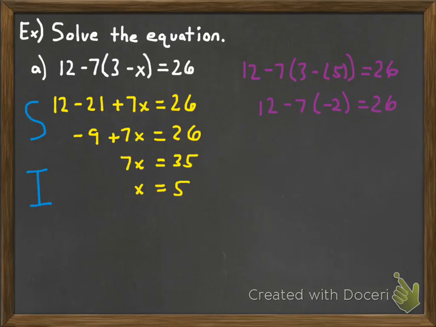And then we have multiplication to take care of before we do any subtraction. Negative 7 times negative 2 is positive 14, so that will become 12 plus 14. And indeed, 12 plus 14 is 26. We know we got the right answer. Great. Let's try the next one.